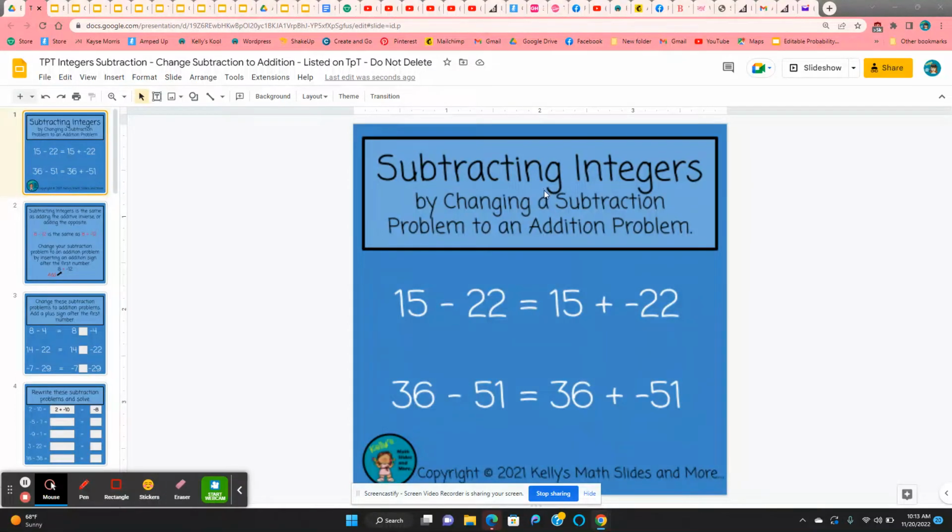Subtracting integers by changing a subtraction problem to an addition problem. So this is one of the most difficult parts of studying integers, the subtraction of integers. And hopefully this will make it a little bit easier for the students.